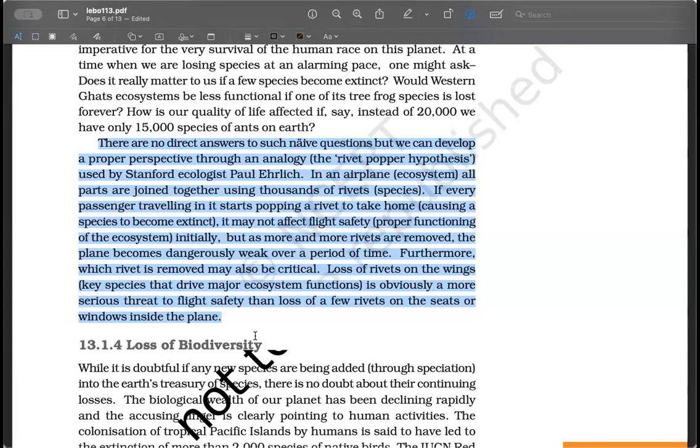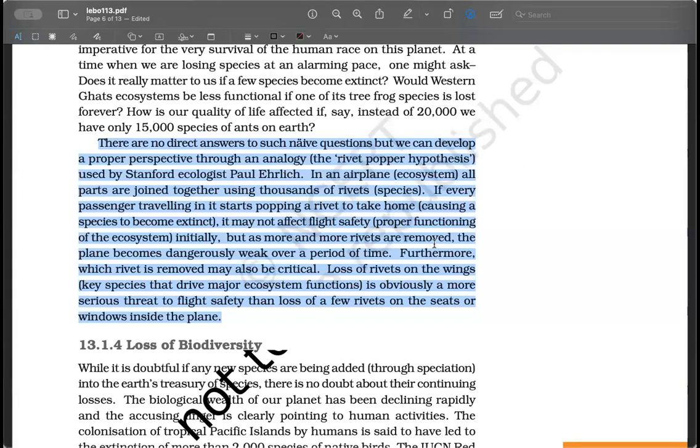No, but it also says that even if you take one rivet at a time, even if it's a small species, like you said, ants. So maybe from 20,000, if it is 19,000, it won't matter much. It will matter, but it will not affect the flight safety. But at one point of time, one more rivet and the whole thing collapses. You understand?